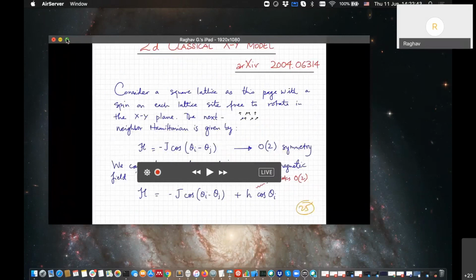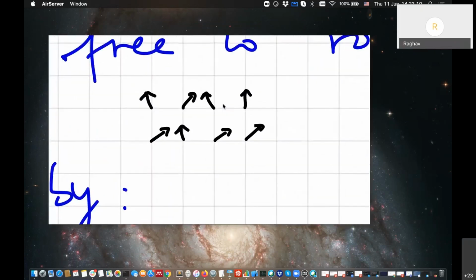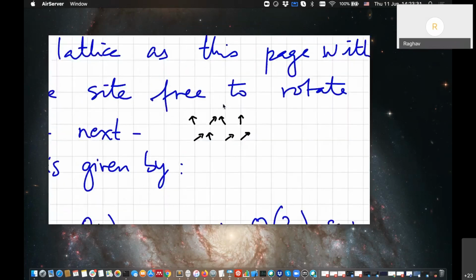Okay, so another model which I want to talk about, which probably we won't be able to finish, but which is interesting, is the 2D classical XY model. Right now we were looking at the Ising model, where at each lattice site the spin can take values +1 or -1, right? In the 2D classical XY model, you have a square lattice, just like the pages of these notebooks. At every lattice site, you have a spin which is oriented along some direction, which can go from 0 to 2 pi. So this is at some angle, this is at some angle, and so on.